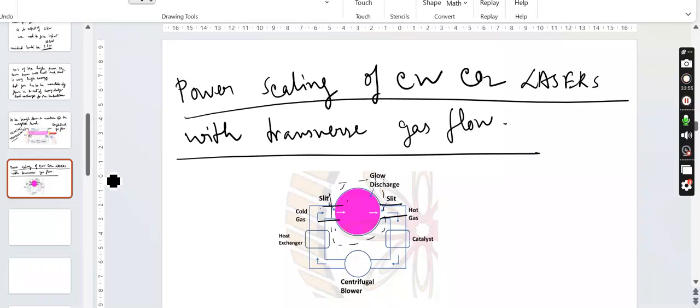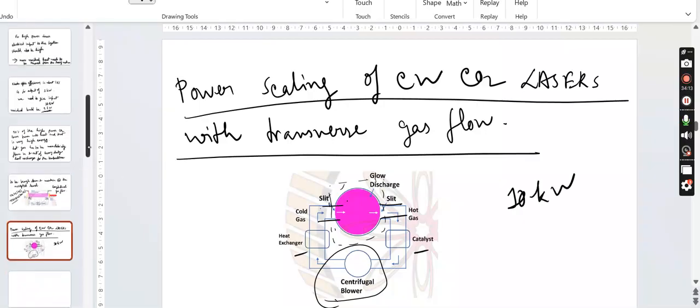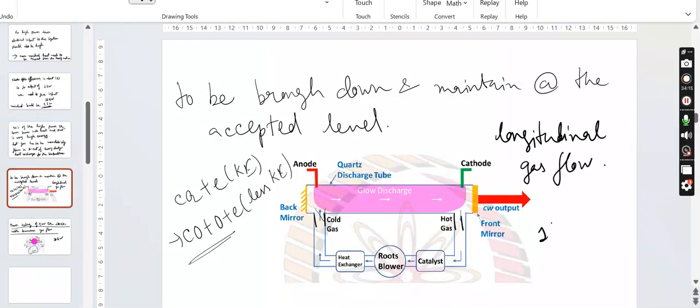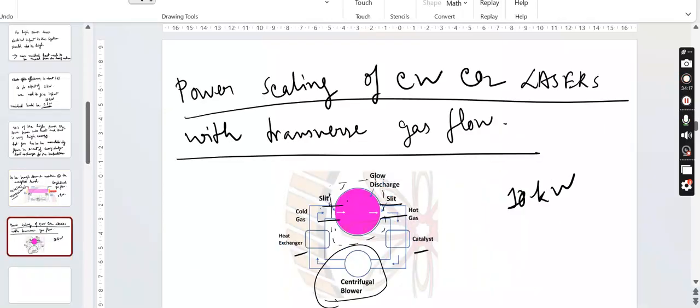So here, although the heat exchanger or catalyst is the same, the blower is not a Roots blower, it's a centrifugal blower. And this is for more powerful, like for 10 kilowatt. Remember, this was for 1 kilowatt output. This is for output of 10 kilowatt. That means your 90 kilowatt of heat needs to be exchanged here.